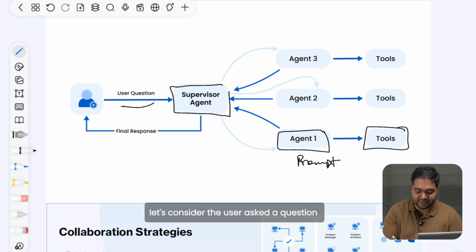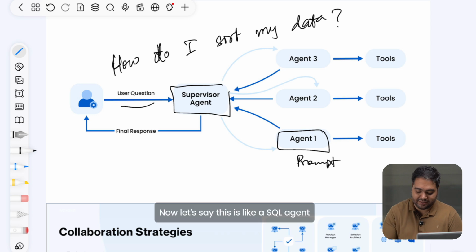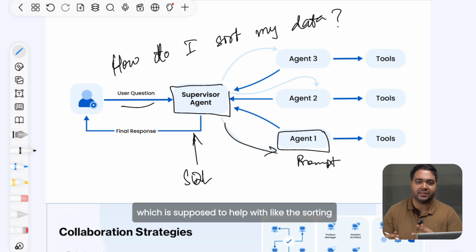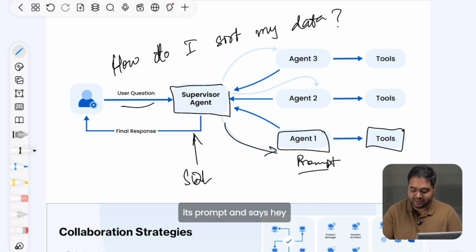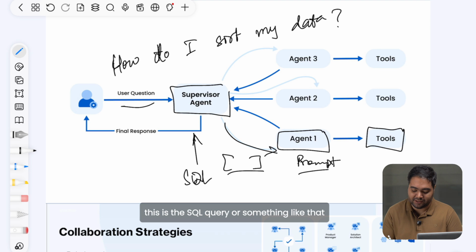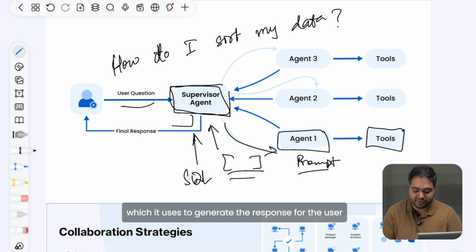So in this scenario, let's consider the user asked a question, how do I sort my data? Now let's say this is a SQL agent. It sends it to this specific agent, which is supposed to help with sorting related queries, maybe something like that. It uses its certain tools, its prompt, and says, hey, this is the SQL query or something like that. You can use that to sort your data. And then this is sent to the supervisor agent, which it uses to generate the response for the user.